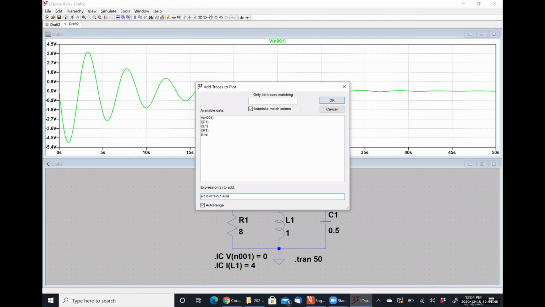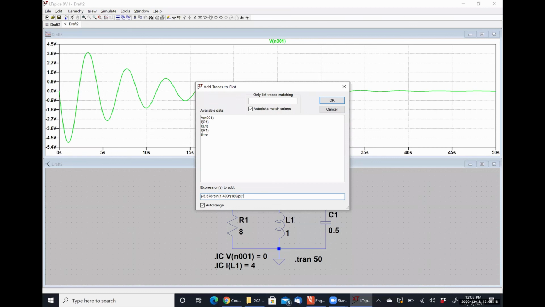LTspice takes everything in terms of degrees, even this. 1.409 is the angular frequency expressed in radians per second. So we need to force it to be interpreted as degrees per second. So I'm going to multiply this by 180 over pi. If I don't do that, it's going to screw everything up.